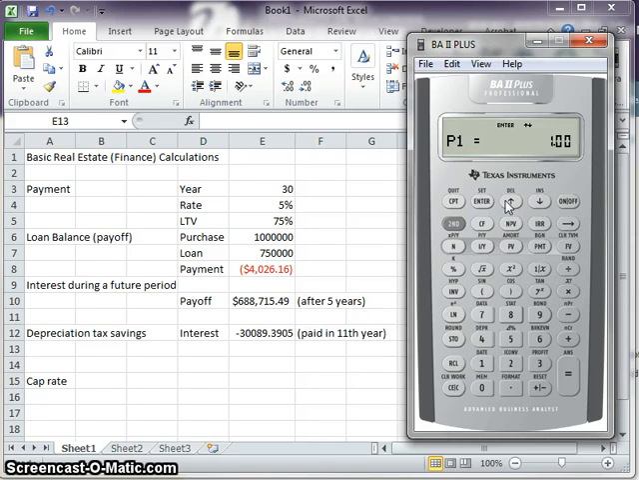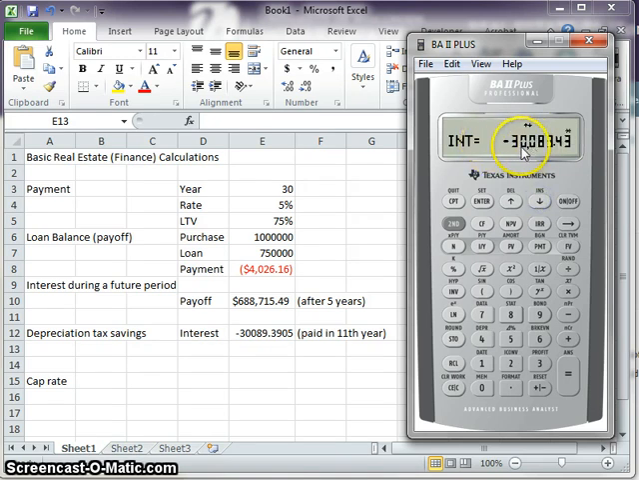Now we want to do the same thing we did before. We want to make this a 121, enter, and then we're going to go down and change the second period to 132, enter. And now we can see that the interest that was paid in that 11th year, well, the 11th year is the 121st payment through the 132nd payment.